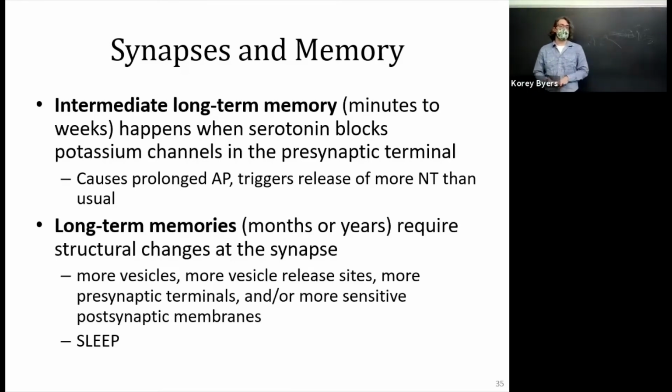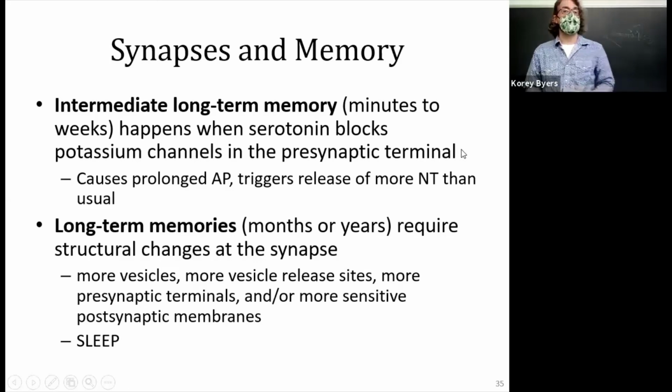And so we have intermediate long-term memory, which is kind of like this class. If you learn something for 1 week and never think about it again, it may not store as long-term. It will just be intermediate. You can learn it enough for the exam, but then it may not stick with you. That's because what is occurring is you're making special connections, special zeros and ones, by using serotonin to block particular neurotransmitter reuptake processes. So serotonin is blocking potassium channels in the presynaptic terminal.